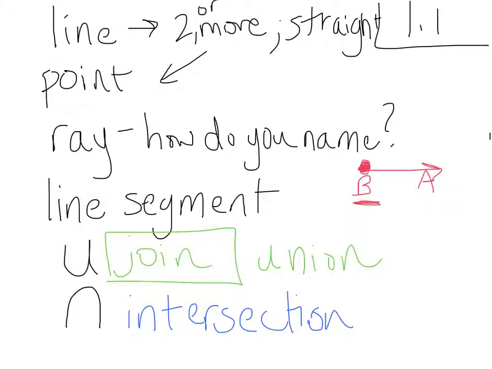So what is the point called where two rays join? Vertex. And when two rays unite, they form what? An angle.